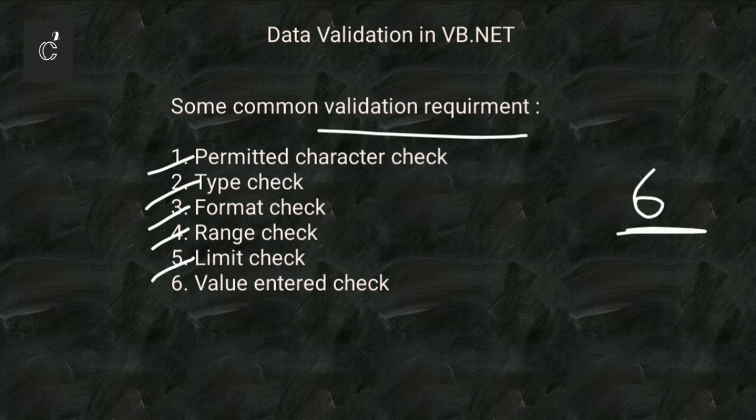Limitation check: numeric values that must be either greater than or equal to some limits, all those are measured. Maybe the minimum number of books to be purchased should not be lesser than this. Then the value entered check, where the name and telephone number must not leave the field blank at certain places, all those things.